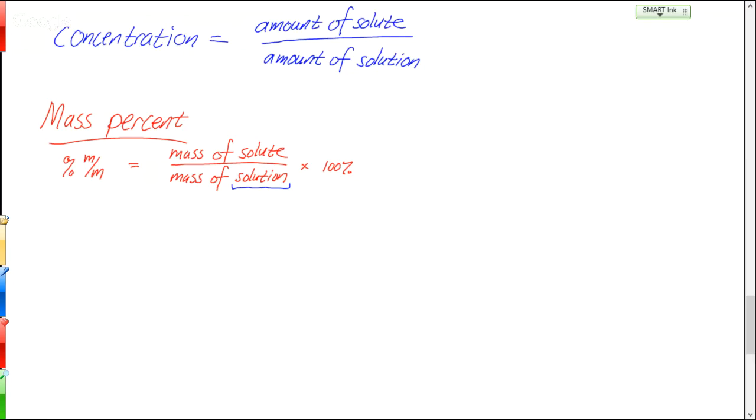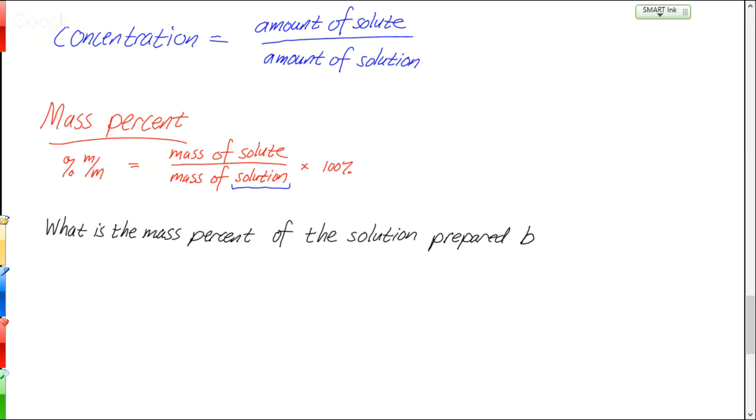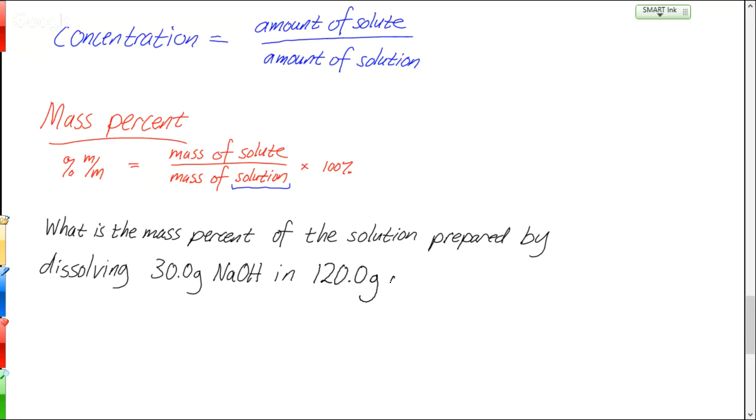So for example, a problem like this, what is the mass percent of the solution prepared by dissolving 30 grams of sodium hydroxide in 120 grams of water.